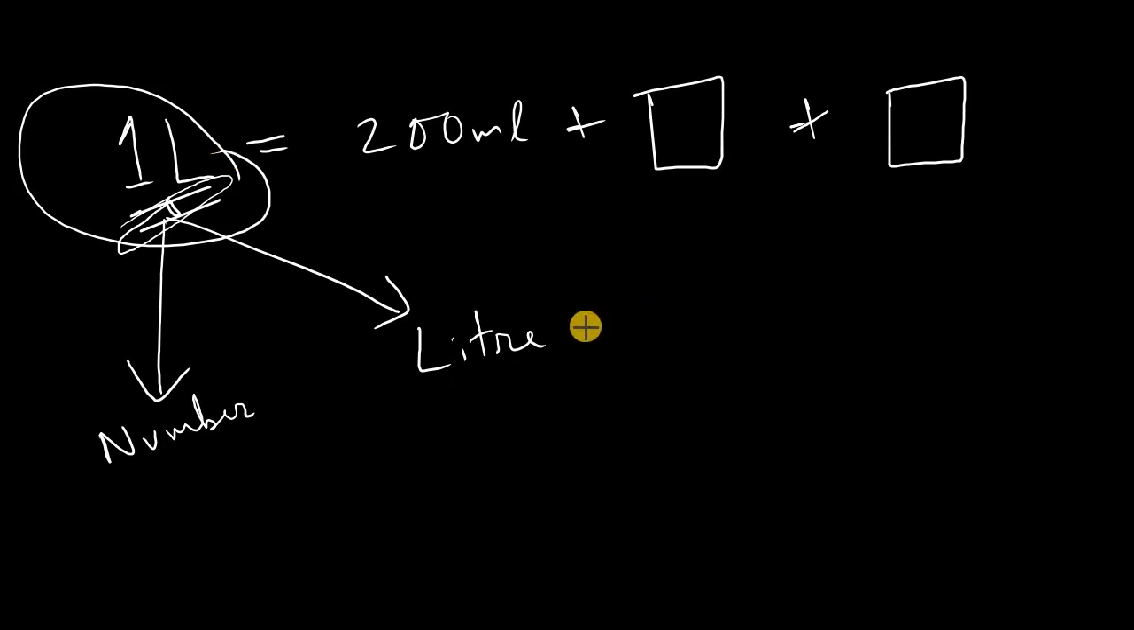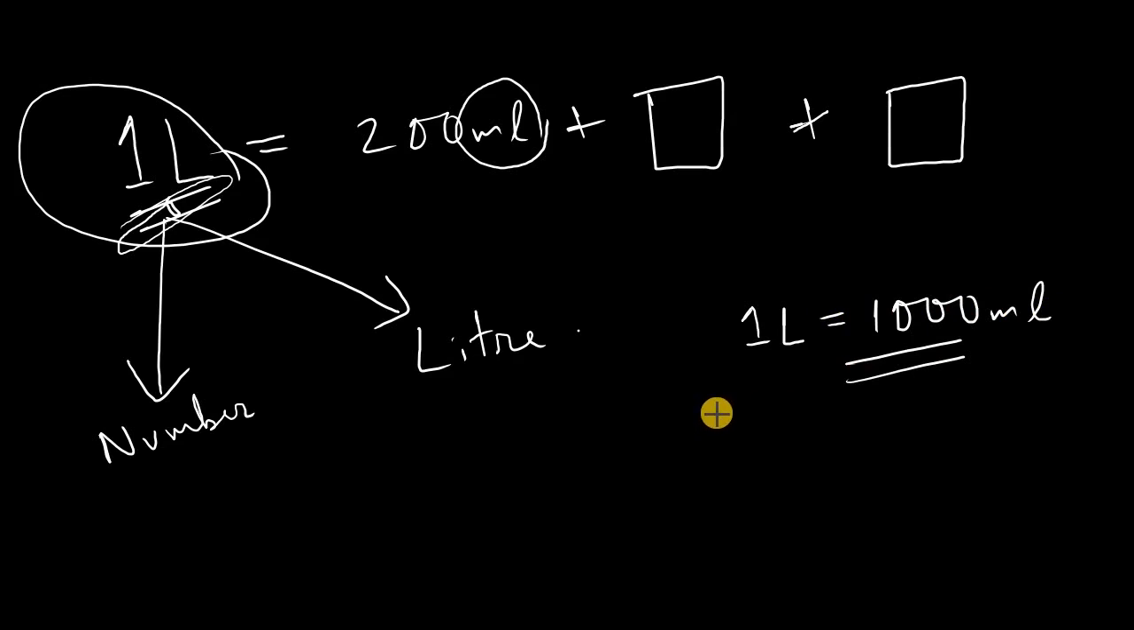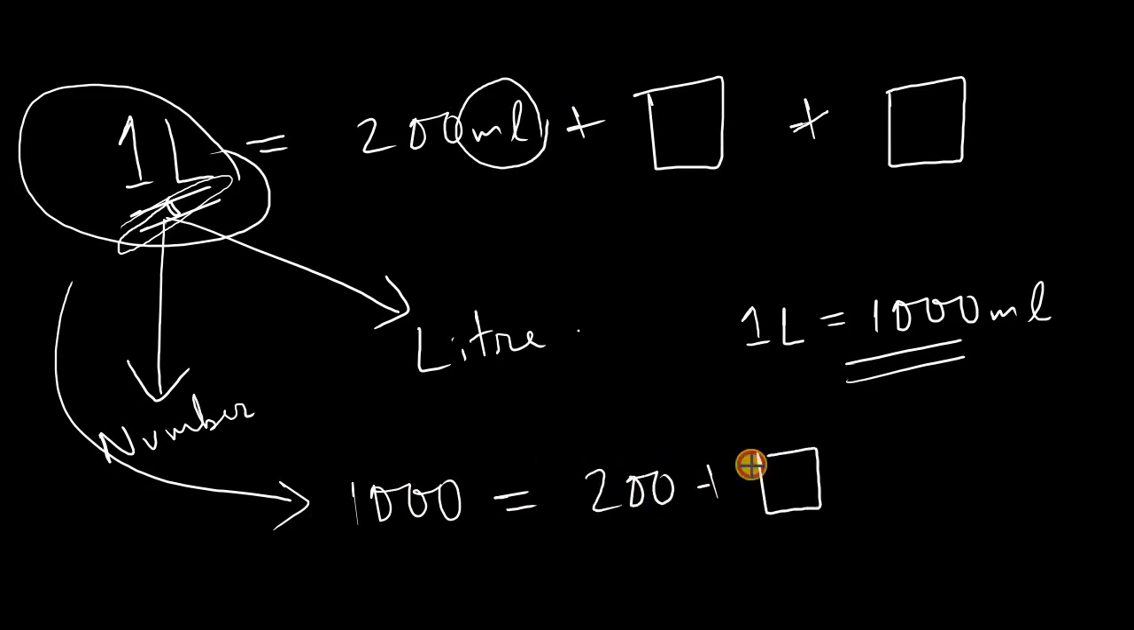Now, of course, we have the milliliter on this side. So before we solve this problem, it is important to note that 1 liter is equal to how many milliliters? 1000 milliliters. Yes, this is a very basic rule. So with this, now we can write this equation again in this form. Let us now forget about the milliliters and just write the numbers only. So 1000 equal to 200 plus two boxes. So how do you solve this problem?